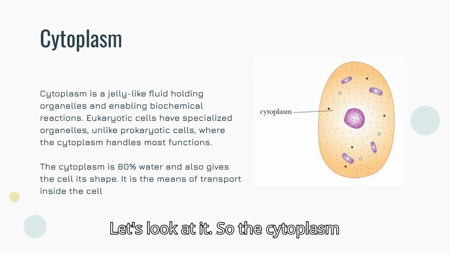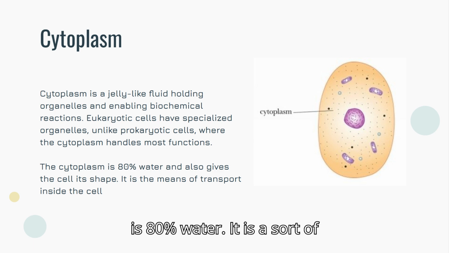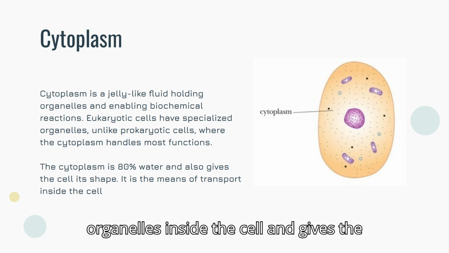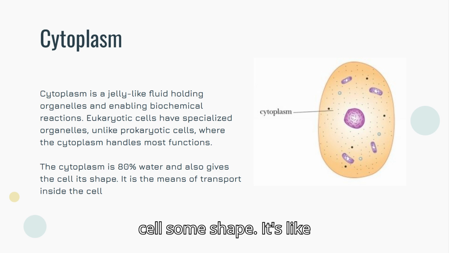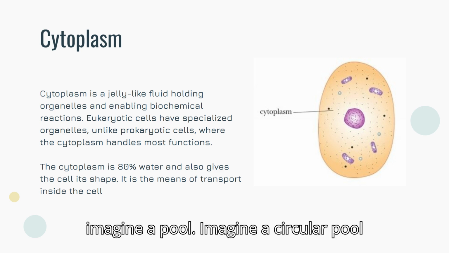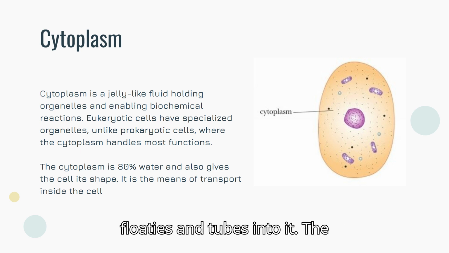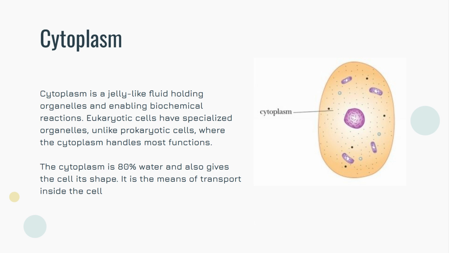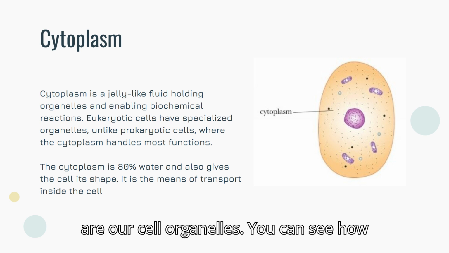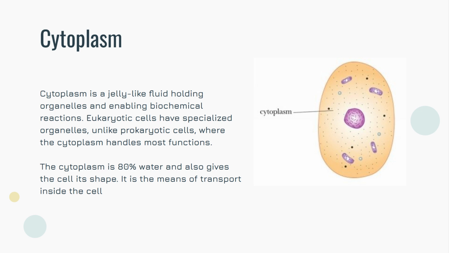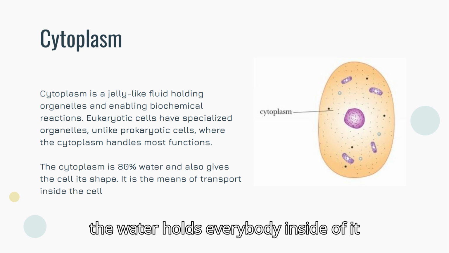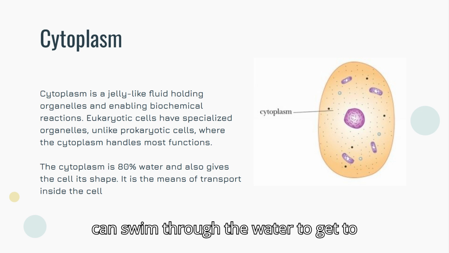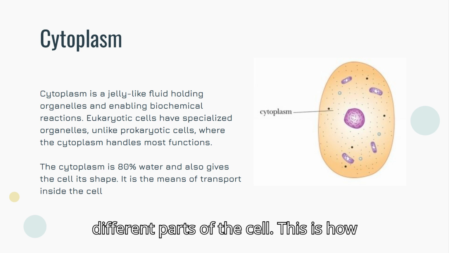Let's look at it. So, the cytoplasm is 80% water. It is a sort of jelly-like fluid that holds all the organelles inside the cell and gives the cell some shape. Imagine a circular pool, and we throw a bunch of people and floaties and tubes into it. The water in that pool is our cytoplasm, and all the people and the items in it are our cell organelles. You can see how the water holds everybody inside of it. Now, you would notice that the people can swim through the water to get to different parts of the cell. This is how our cytoplasm works.